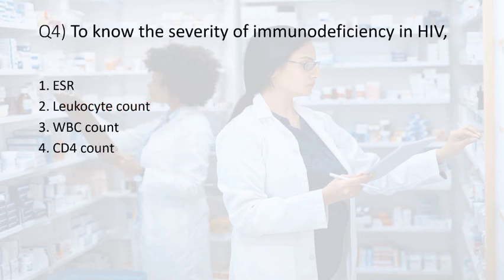Question number 4: to know the severity of immunodeficiency in HIV. You can assess the immunodeficiency in HIV by ESR, leukocyte and WBC count, and CD4. But the more relevant method is the CD4 count. It may be less than or equal to 200. So the correct answer is CD4 count.